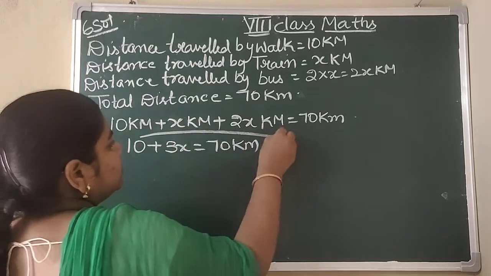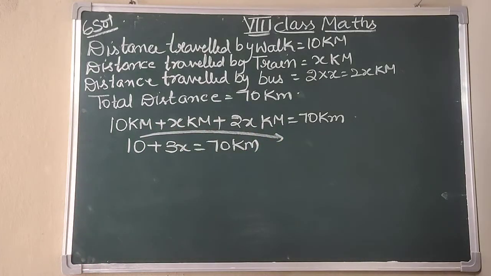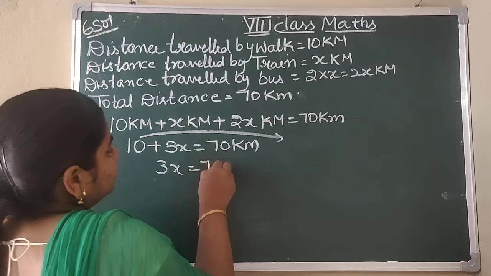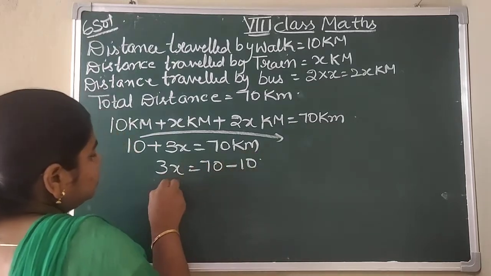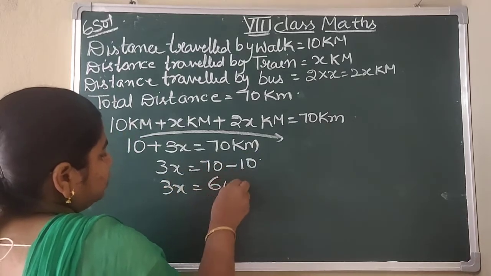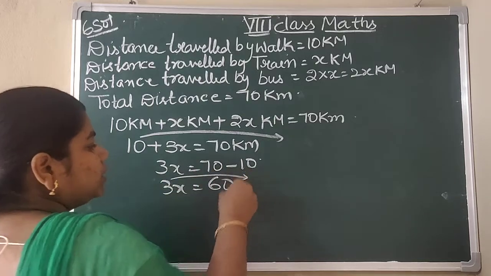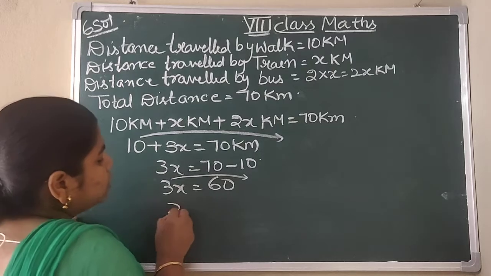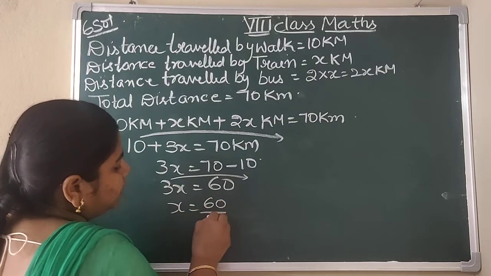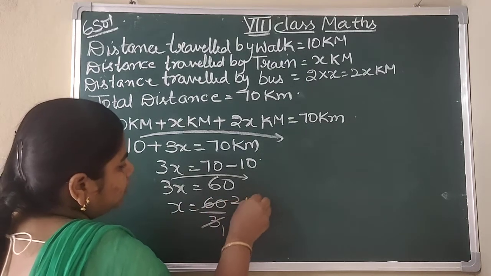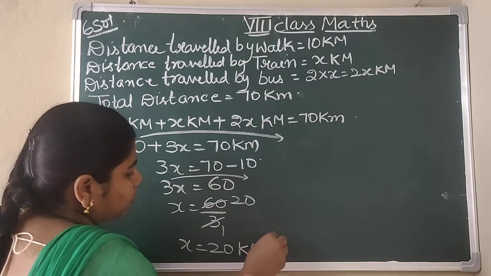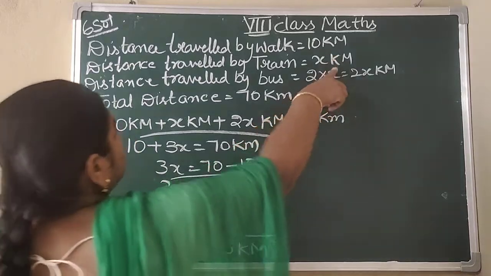I am transposing this 10 to the other side, that will become subtraction. So 3x is equal to 70 minus 10. So 3x will be equal to 60. Transpose this 3 to the other side, that will become division because it is in the form of multiplication. So x will be equal to 60 by 3. 3 twenties are 60. So x value is 20 kilometers. X is nothing but the train.